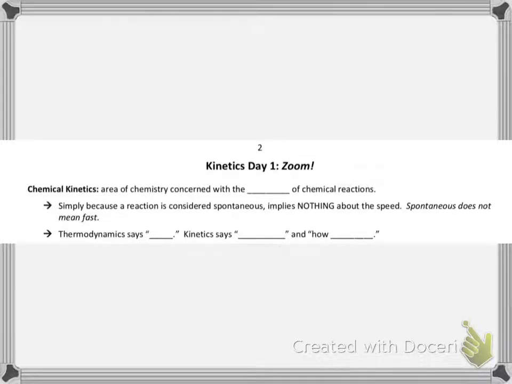Today we finally get to talk about chemical kinetics, which is the part of chemistry concerned with the rate of chemical reactions, or how fast they go. In our previous unit, we talked a lot about whether or not a reaction is spontaneous or thermodynamically favorable, but that says nothing about how fast it's going to go. Spontaneous does not mean fast. A reaction can be spontaneous and be super slow as well. So thermodynamics answers the question of if a reaction will proceed. Kinetics, however, answers two questions: how and how fast.